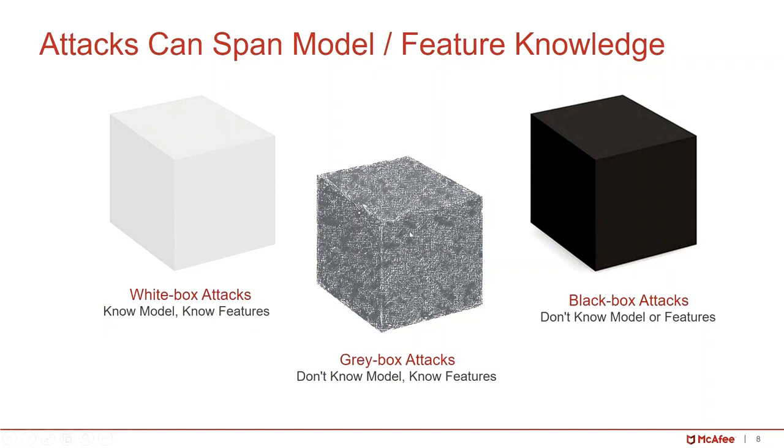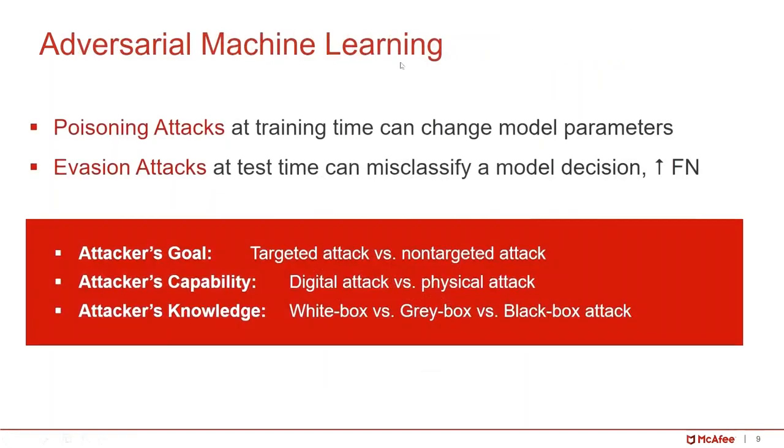Another type of attack is where the attacker has limited knowledge, so the attacker does not know the model, but has some knowledge about your features. And then black box attack, which means the attacker has no knowledge about your system. So we want to take a look at how this works. The concept of adversary machine learning is how an attacker can manipulate the system to make the attack successful.